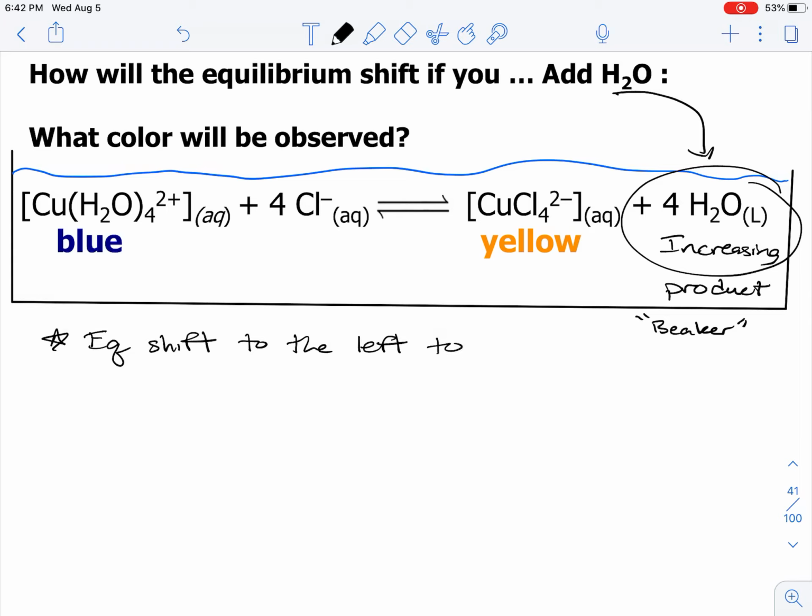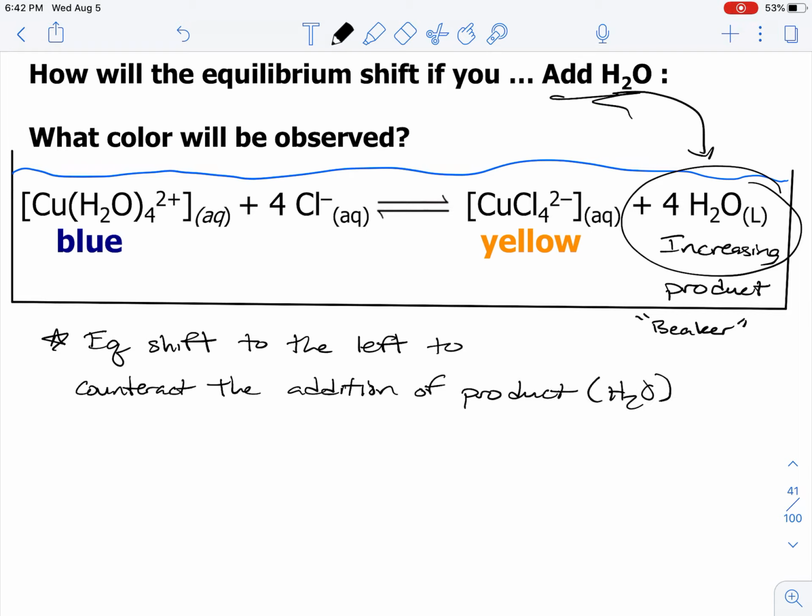to counteract the addition of product, which in this case just happens to be water, because that's what we added. And so the color that we're going to observe at the new equilibrium is going to be blue. Okay.